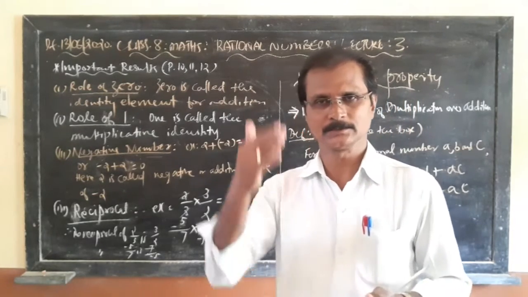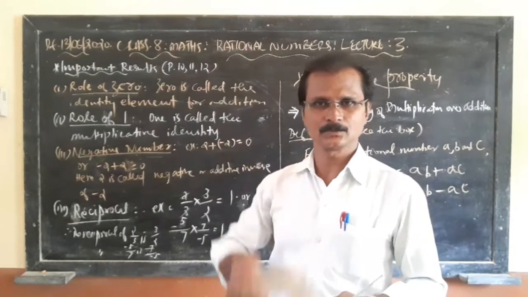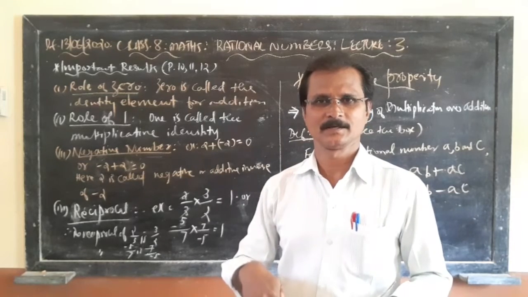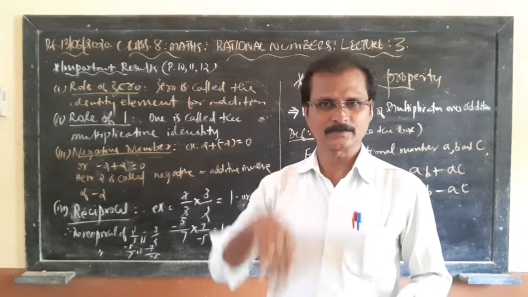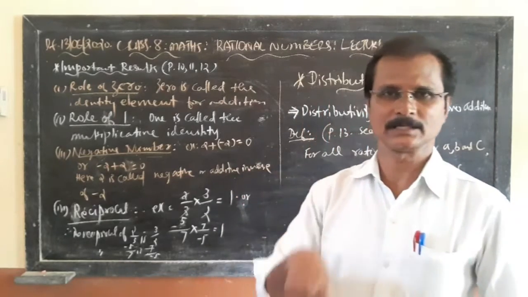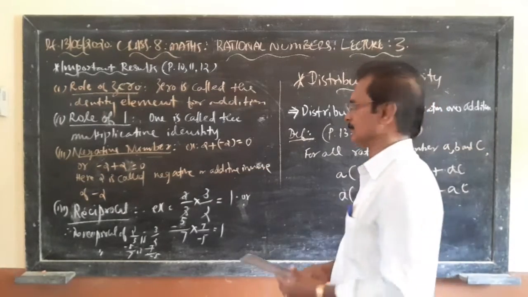Changing the numerator and the denominator. 2 upon 3, 2 is the numerator, 3 is the denominator. So change 3 as numerator, 2 as denominator. 2 by 3, 3 by 2. Reciprocal. 5 by 7, 7 by 5. Changing the numerator and the denominator, up and down. So that way you can find out the reciprocal of a number.